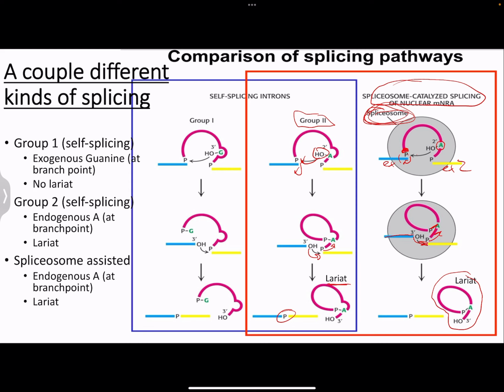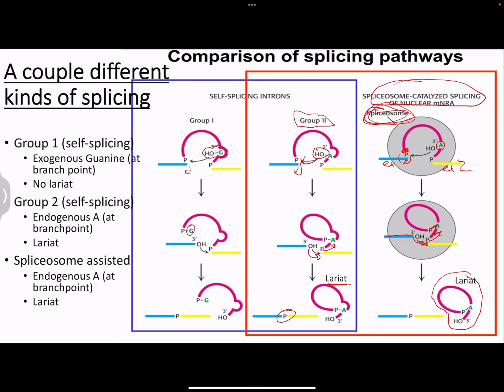For group 1 self-splicing, we have an exogenous guanine. So an exogenous guanine floats over. It's not actually in the nucleic acid structure of the intron. Again, it's exogenous. It's like a monomer. It just happens to be close by. So it goes over, it attacks, and it just literally attaches to that.